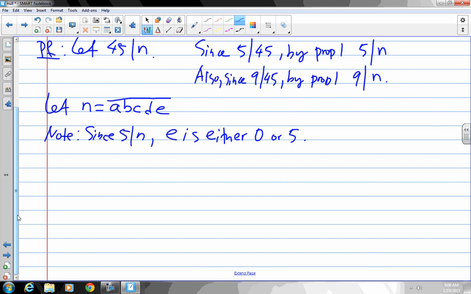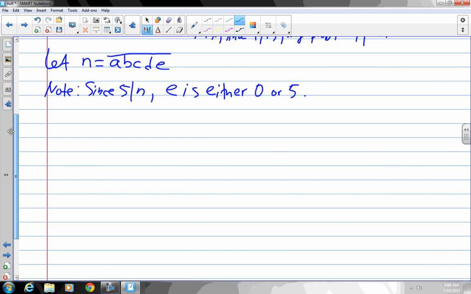So we're going to do it in 2 cases. We're going to look at case 1, let E equal 0, and then find A, B, C, and D. And we're going to take a look at case 2, let E equal 5, and find A, B, C, D to make sure that it's divisible by 9, because divisibility by 5 is given. So case 1, E equals 0, so therefore n equals ABCD0. And n is divisible by 9, right? That's what we agreed on. N has to be divisible by 5, so 0 made sure of that.